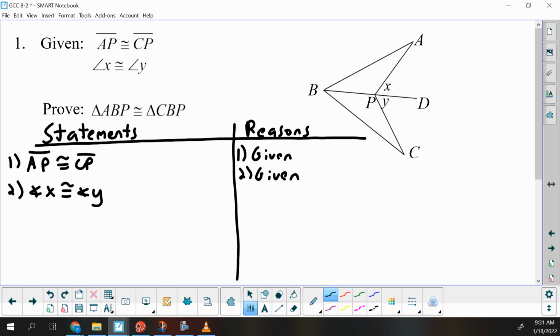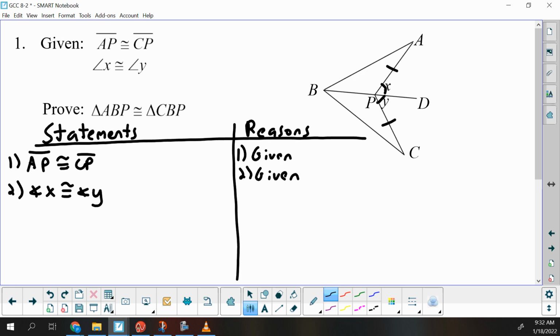All right, so in our givens, we had some congruent things. Let's mark that in our picture. We've got AP congruent to CP. We'll notice that's a side in the triangles we want congruent, so that's good. And we got angle X congruent to angle Y. Well, why are they possibly giving us angle X congruent to angle Y? They're not in the triangles.